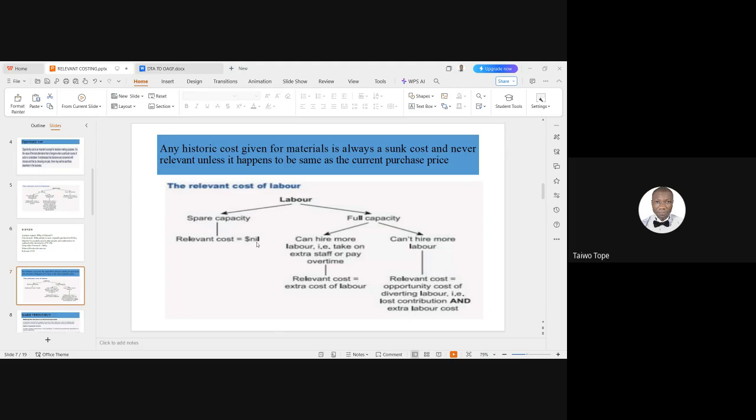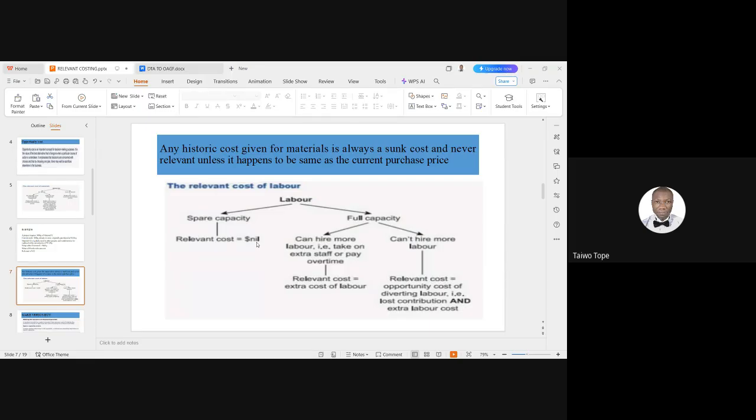Where you have full capacity, but you don't have the means to hire extra workers, you don't have the means to get more workers, what will happen? The relevant cost will be what? Will be the opportunity cost of diverting your existing workers to perform another task. Because as you are diverting them to perform another task, what is the contribution you are expected to make on that other task that you are losing? The contribution that you are expected to make on that other task, but you are losing, will be an opportunity cost plus the actual cost of their labor.